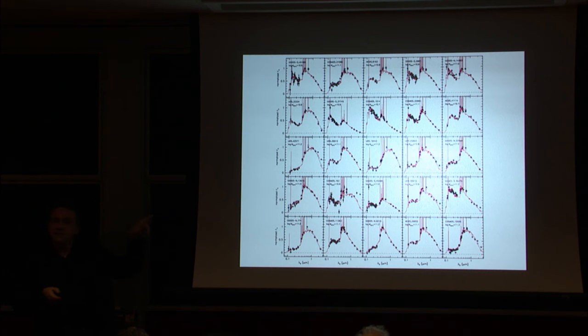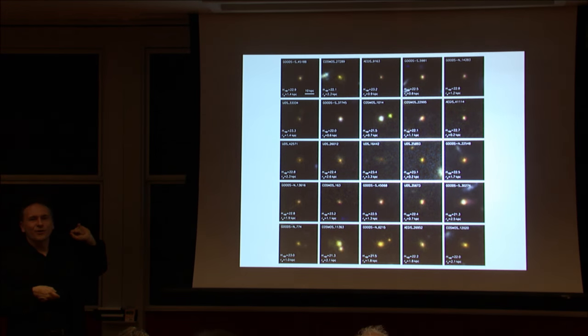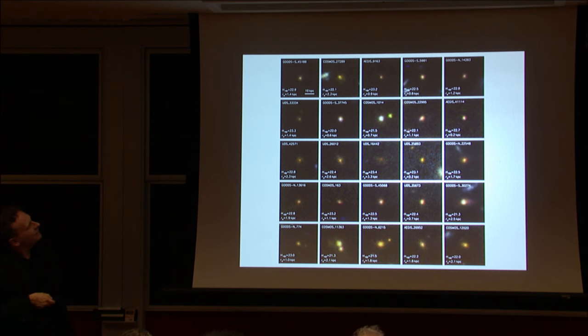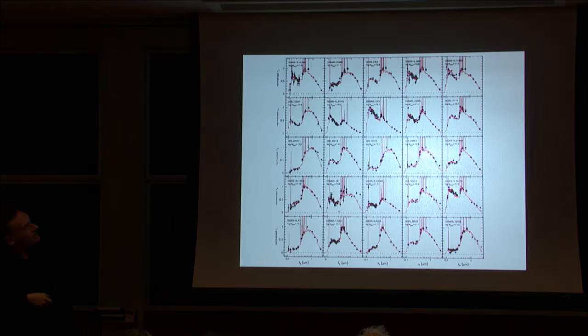Now, I've ordered these by a particular property of the galaxies. And I wonder if anybody can guess what I ordered them by. Do you see any trends here? These are images and SEDs. Yeah, me neither. Nothing. But they're ordered by the velocity dispersion.